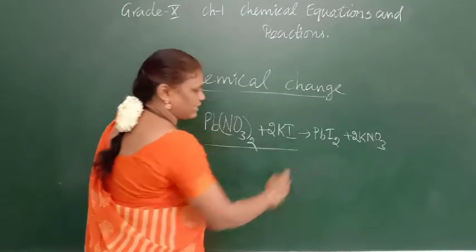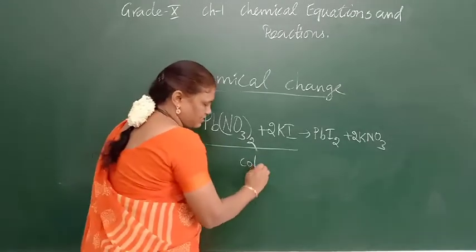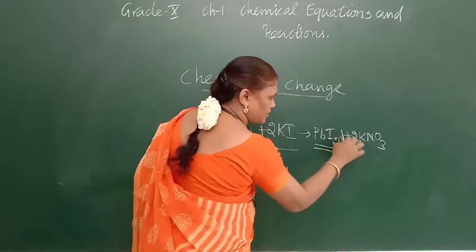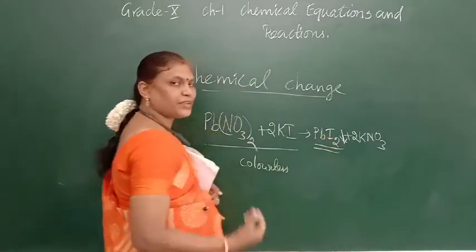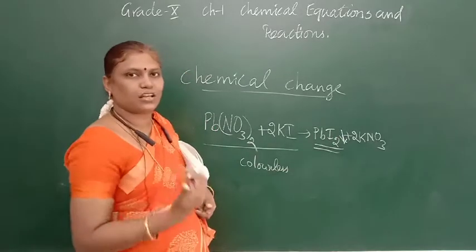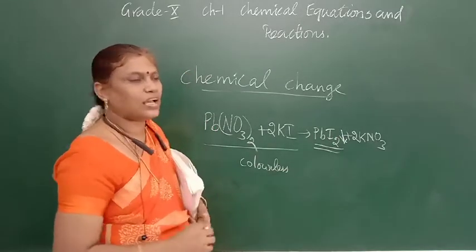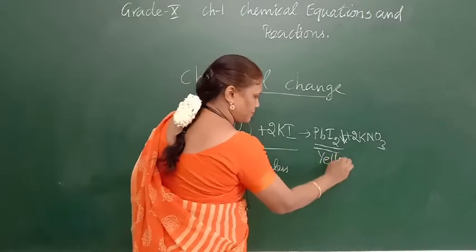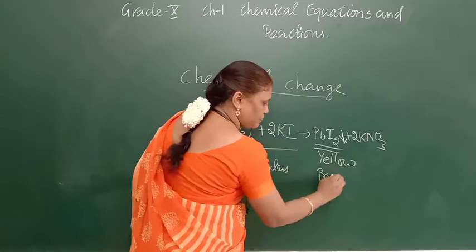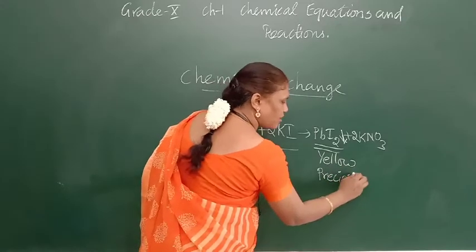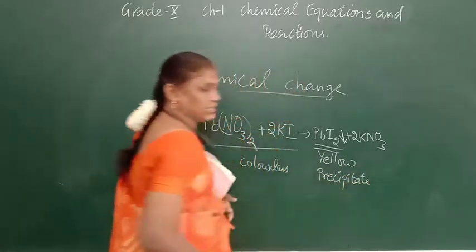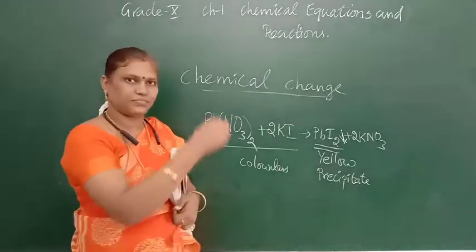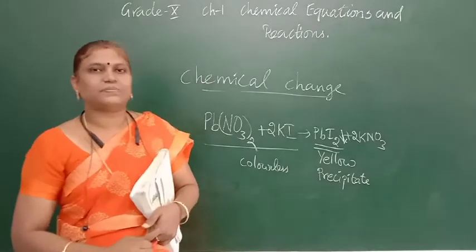Here, these are colorless. But this substance is a precipitate. What is a precipitate? An insoluble substance present in a solution is called a precipitate. Here, it gives a yellow color precipitate. When a substance is insoluble in a solution or a solvent, that which settles down is called a precipitate.